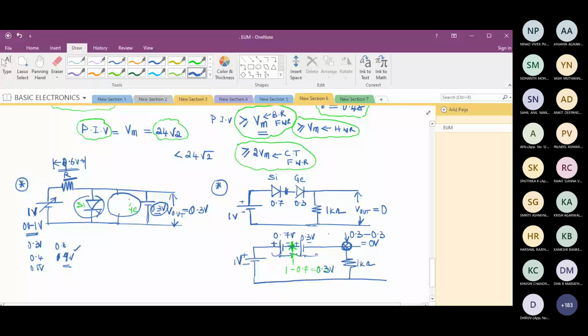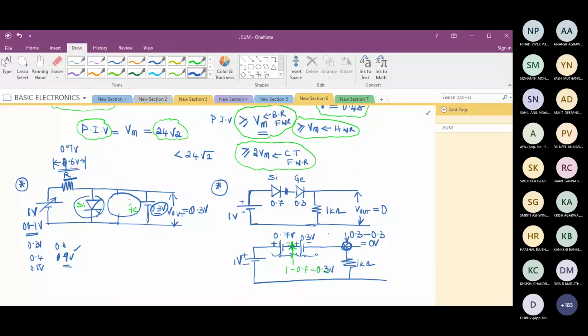Is it clear? Yes, sir. I'm not worried about the voltage across the resistance. What I want is the output voltage. And what I want to convey here is that the lowest cut-in potential will appear at the output when we connect diodes in parallel. Is it okay?